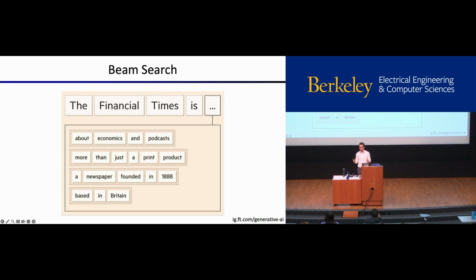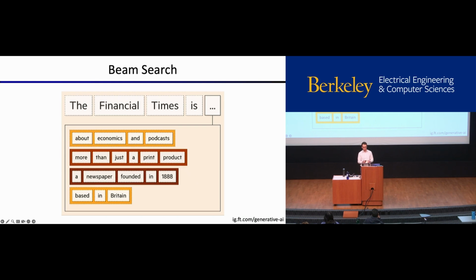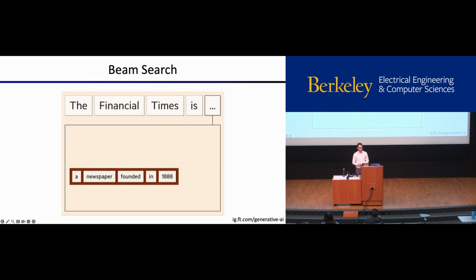We can look at our RLHF reward model, and we can evaluate the whole sentences with beam search. And then we can keep the ones around that are the most promising. And so what might happen is once we generate the whole sentence, we might decide that actually this sentence is better. So rather than doing a greedy search and getting about economics and podcasts, we realize that if we do beam search, the Financial Times is a newspaper founded in 1888. Maybe that's a more useful completion. So beam search is another thing that we can add to the picture here that makes these language models perform really well.